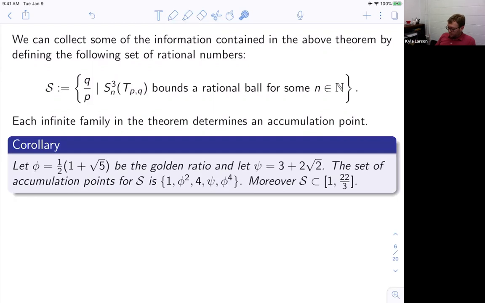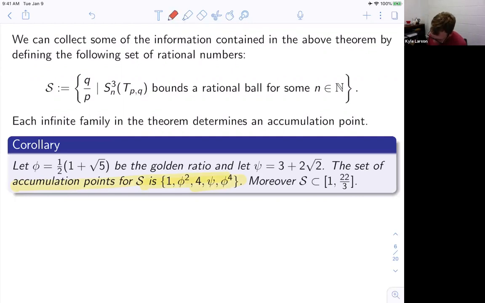So we have this corollary, which is: the set of accumulation points for the set S consists of these numbers here, where phi is the golden ratio, and we have this other irrational number, phi. And moreover, the set is bounded.